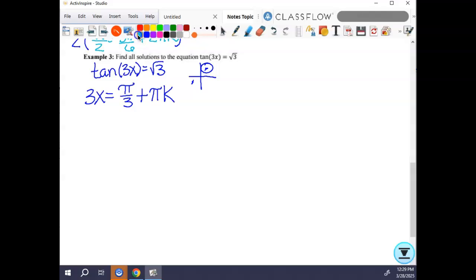And then I only have one that I'm writing there. But I don't want 3x, I want x, so what do I multiply it by? 1/3, okay? Multiply it by 1/3, and I'm going to get x equals pi ninths plus pi thirds times k.